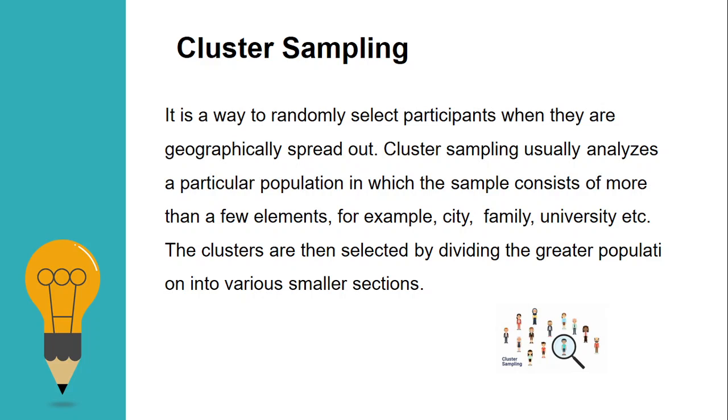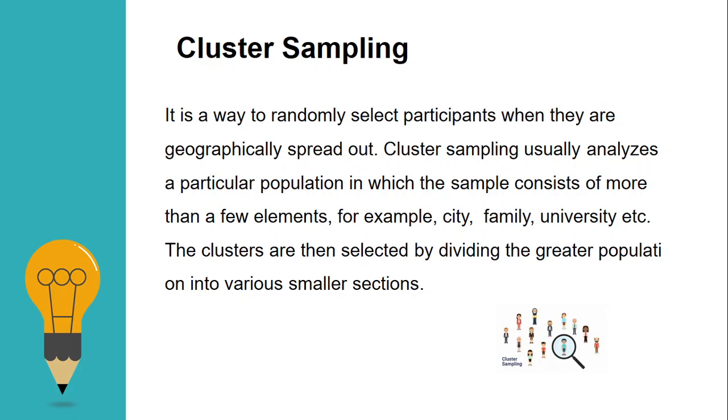It is a way to randomly select participants when they are geographically separated. For example, some groups live in one area and others live in another area, and from the different areas we want to collect information. We make clusters in different geographic locations, and each cluster will be sampled.